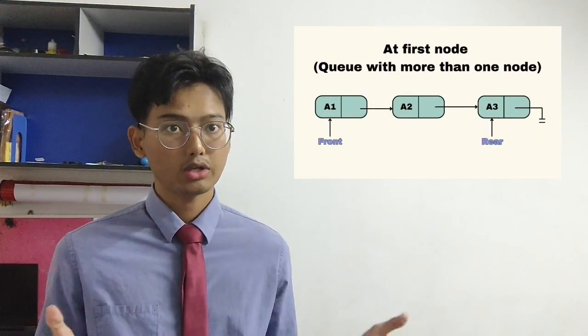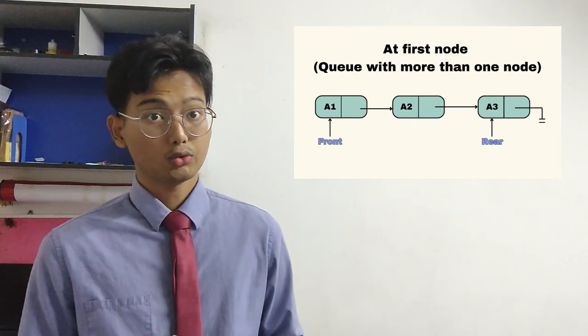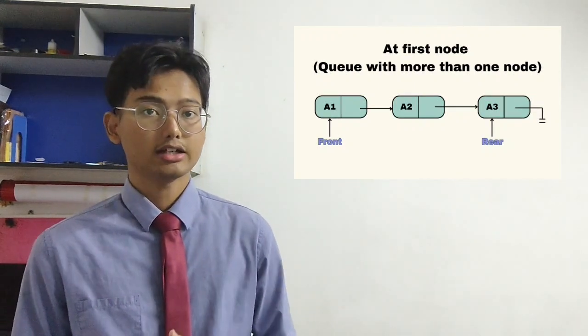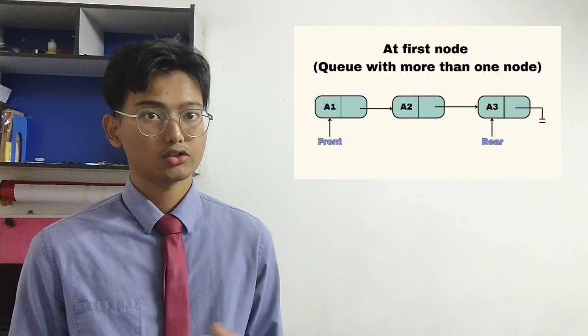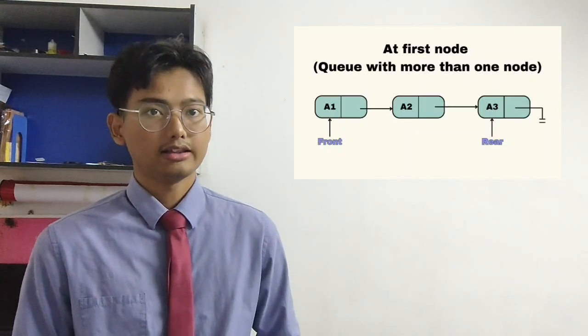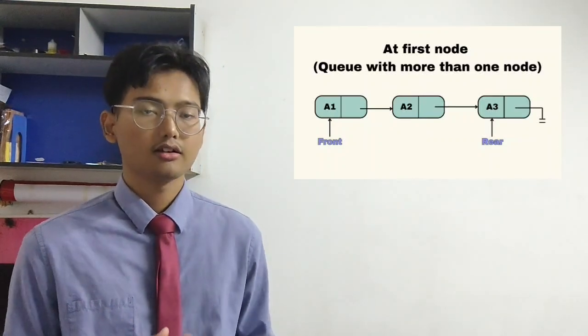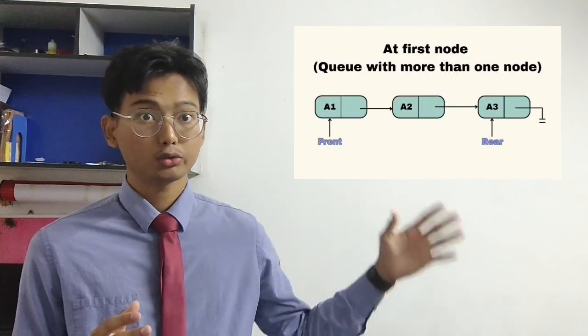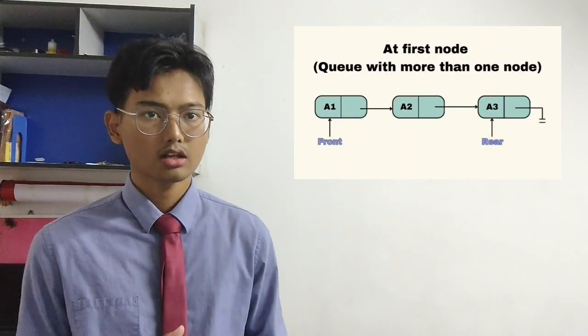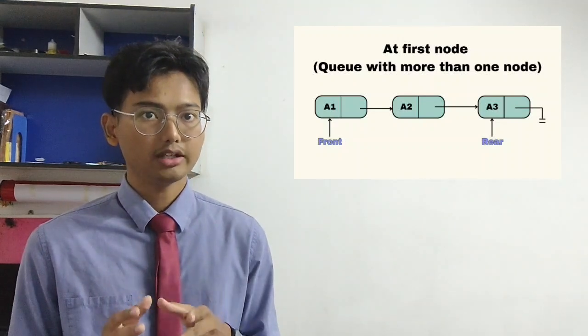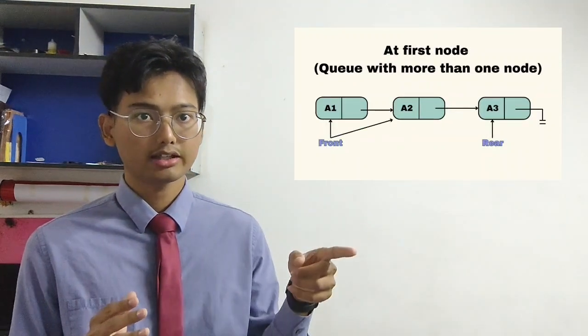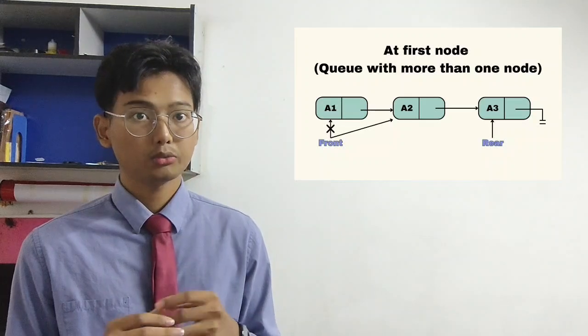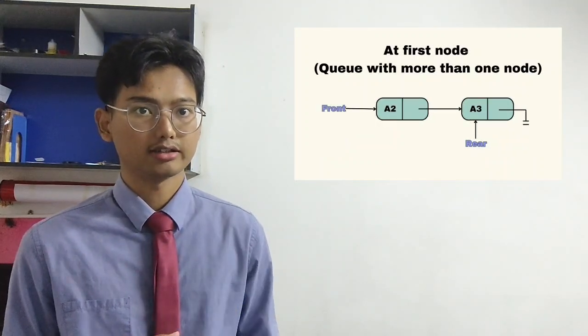Next, for the second case, we want to delete the first node, but in the queue we have multiple nodes. So first, we store the appointment object that is going to be deleted, so we can return it later on. At first, front is pointing to the first node, and rear is pointing to the last node. So we need to update the front pointer to point to the second node. Then we return the stored object from earlier.